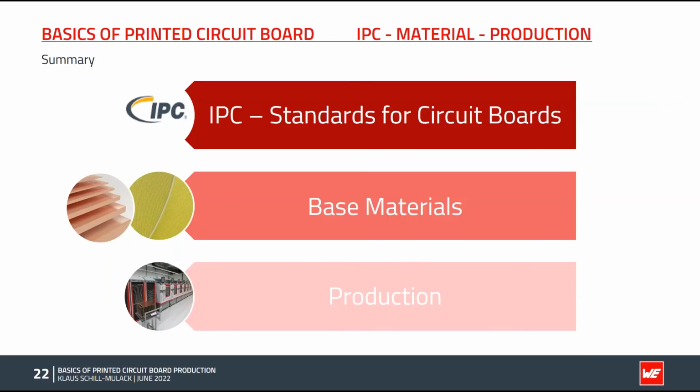So this brings us to the summary. First, we looked at the IPC standards of circuit boards and took a closer look at the acceptance and material specification, material properties, and the division into 3 defined classes. Next, we learned more about copper foils, prepregs, and laminate or cores in terms of structure and properties. Finally, there was an insight into the production, which means the most important production steps, of course, for a multi-layer PCB. Of course, you could find more and more production steps, but these are the most important steps.